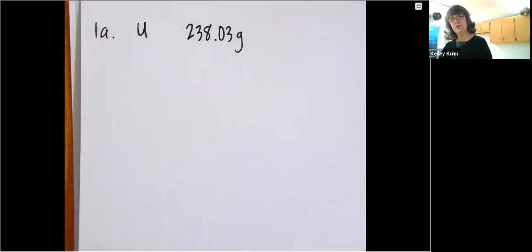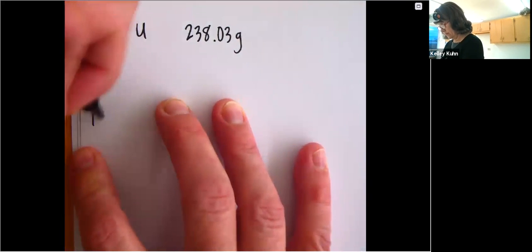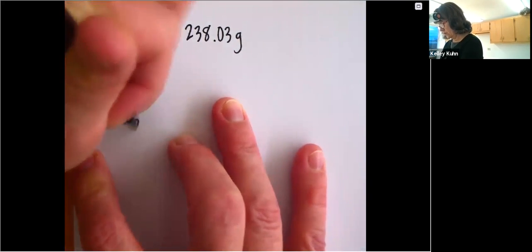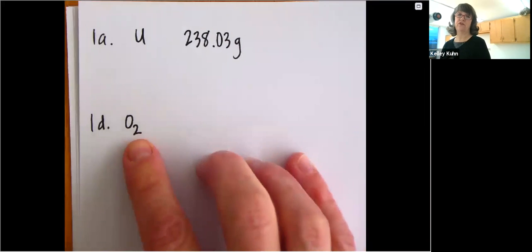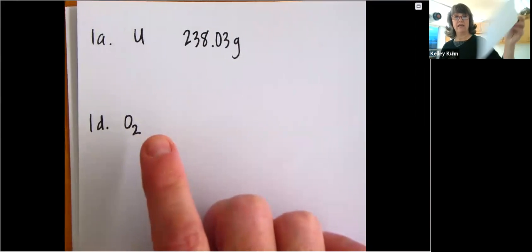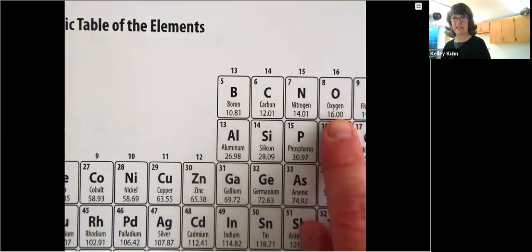So what did you do when you got down to 1D? 1D is oxygen, and oxygen exists in nature as a diatomic molecule. In other words, 2 oxygens are bound together. It's found that way in nature exclusively, except for occasionally you'll find it as ozone, which is O3. So what did you do for this? Well, if you look at the atomic mass for oxygen, it's 16.